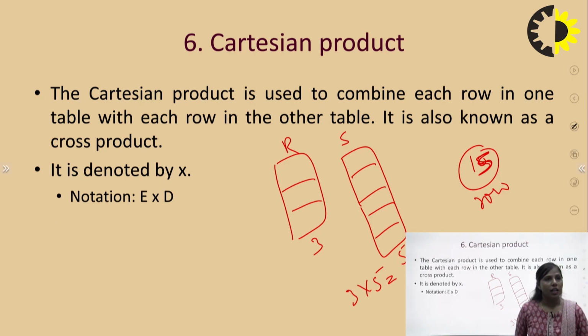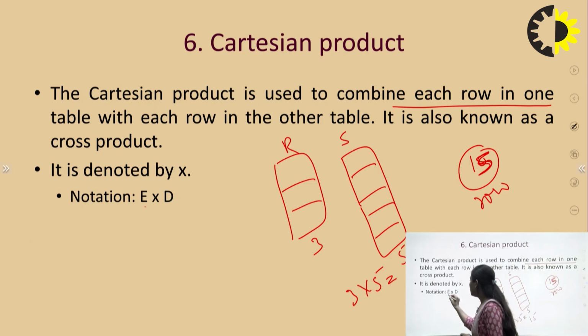So how does the Cartesian product work? If this table has 3 rows and the other table has 5 rows, then the output table will have 15 rows. It means all the possible combinations will be there in the table. That's why the Cartesian product is used. It is used to combine each row in one table with each row in the other table. So this is the notation part.